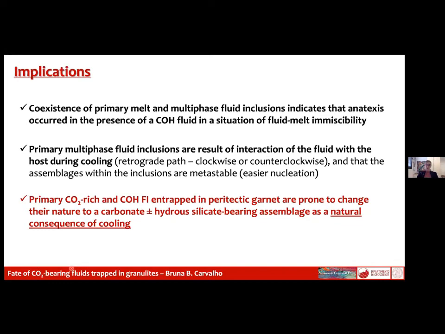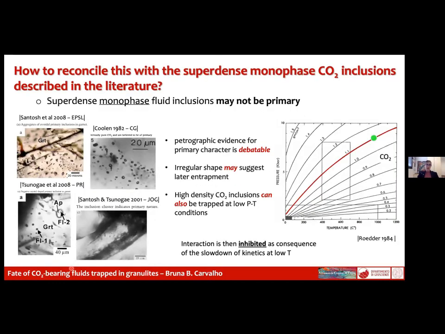So now maybe you can ask me, how can I reconcile this with those superdense monophase fluid inclusions described in the literature? Well, the simplest answer is that those inclusions may not be primary.